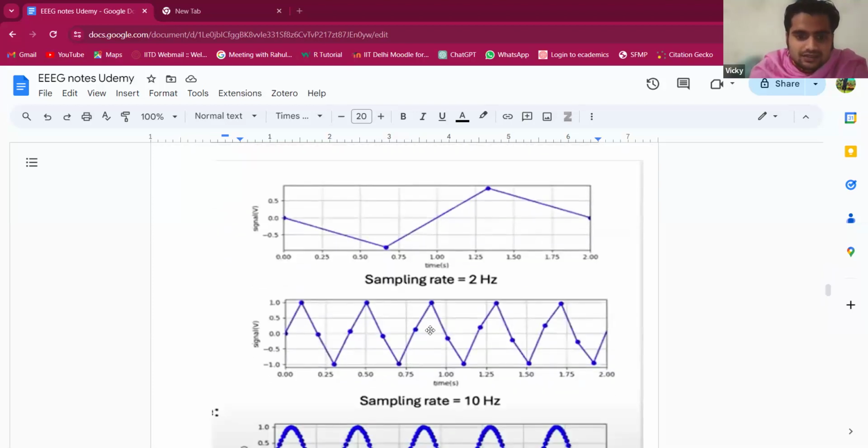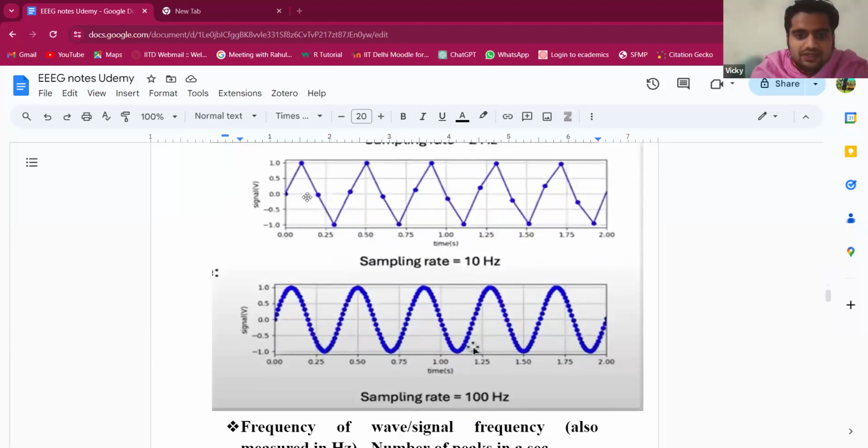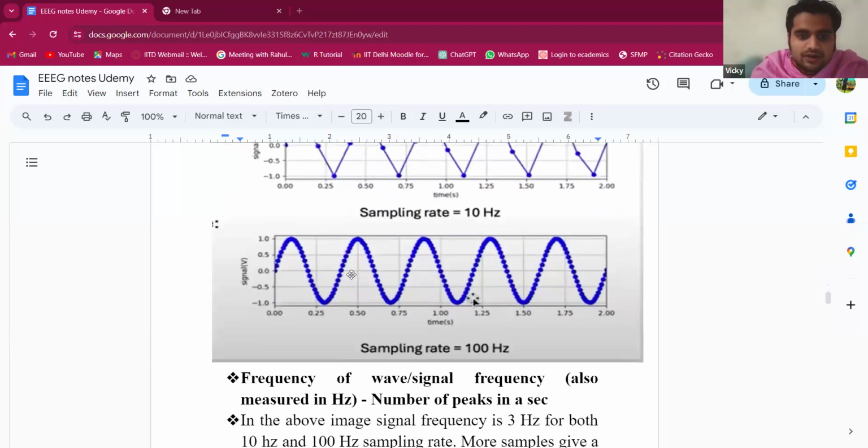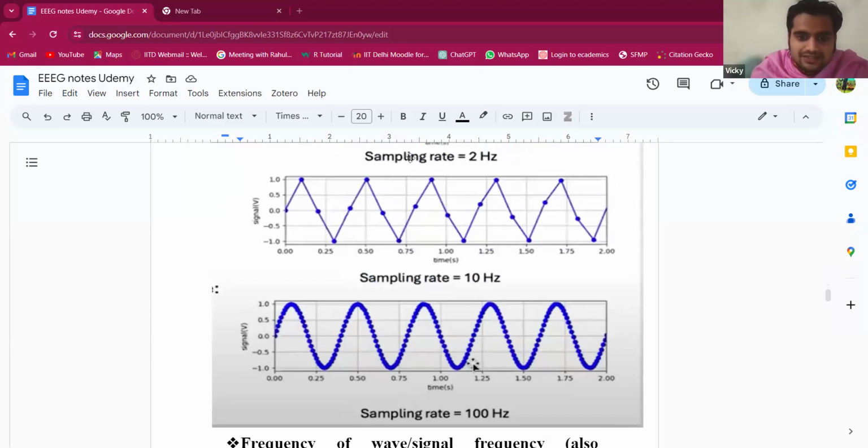We talked about this, and here it is very clear. In 1 second there are two data points collected, so the sampling rate is 2 hertz. Here, for 1 second, we can count it is 10. Similarly, the number of peaks we can see when the sampling rate is 10 hertz and 100 hertz is the same in 1 second, which is 3 peaks. The signal frequency is the same, but there is more clarity in the second one, because the higher the sampling rate, the more samples we have collected.